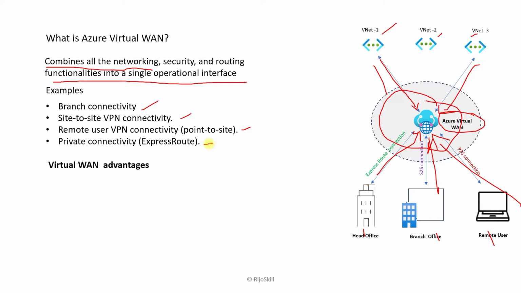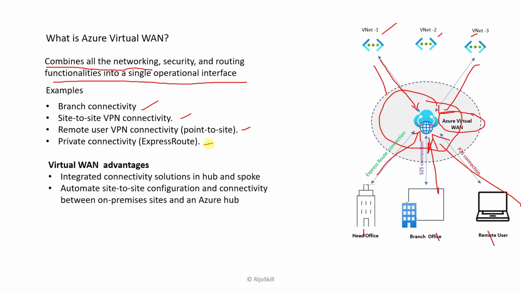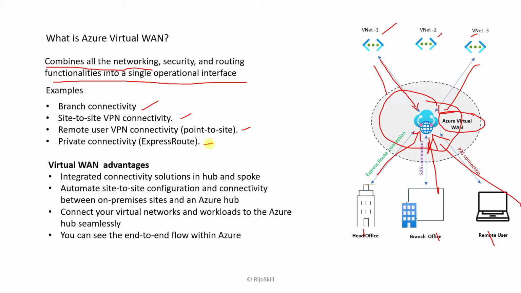So what is the advantage of using Virtual WAN? It integrates connectivity solutions in hub and spokes, automates site-to-site configuration and connection between on-premises sites and the Azure hub, and connects your virtual networks and workloads to the Azure hub seamlessly, and you can see the end-to-end flow within Azure. So now you understand the concept of Azure Virtual WAN. You can compare the hub and spoke architecture with Azure Virtual WAN. So now you understand the difference.